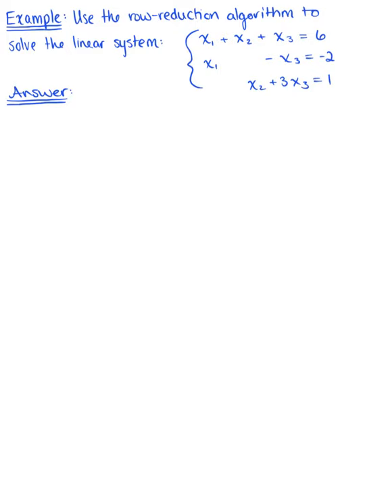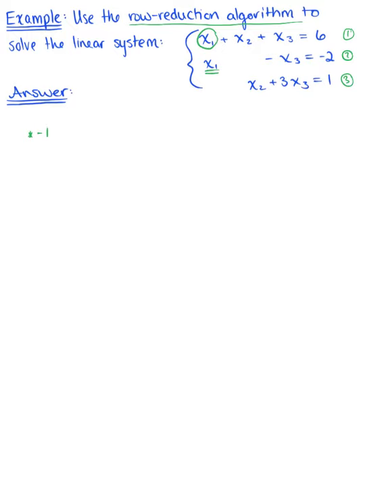Use the row reduction algorithm to solve the linear system. And so we have a linear system here with three beautiful equations. And thinking about our row reduction algorithm, we know we want to begin by using the x sub 1 term in equation 1 to eliminate the x sub 1 terms in the equations below it. So we only have an x sub 1 term in equation 1 and 2. So how are we going to eliminate x sub 1 from equation 2?